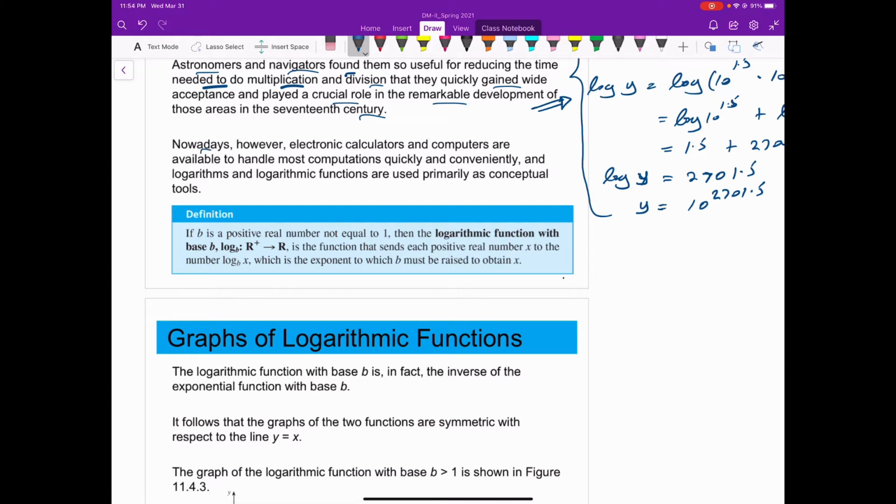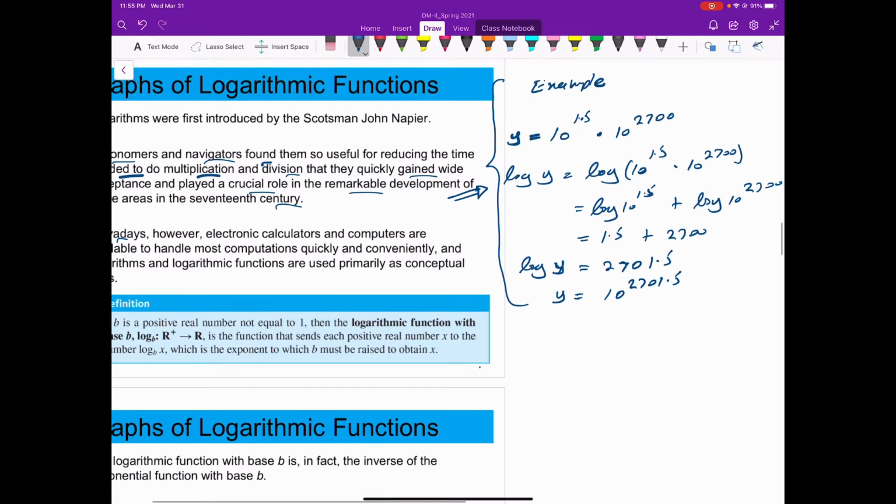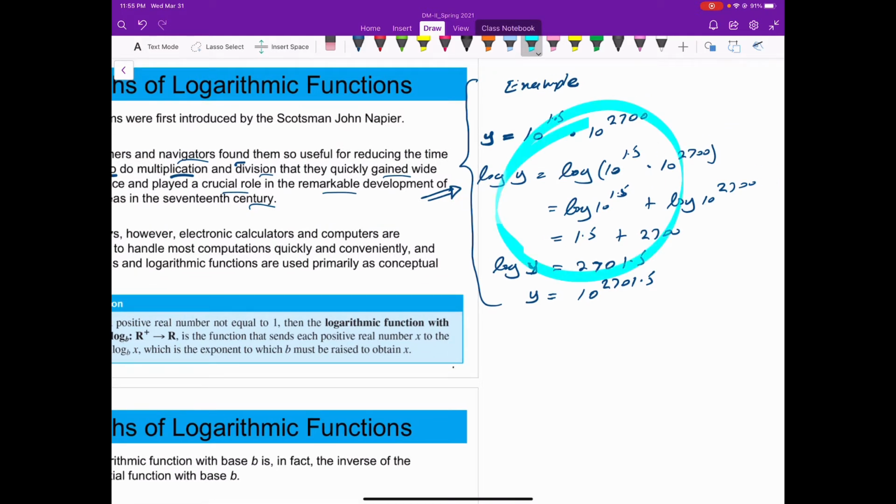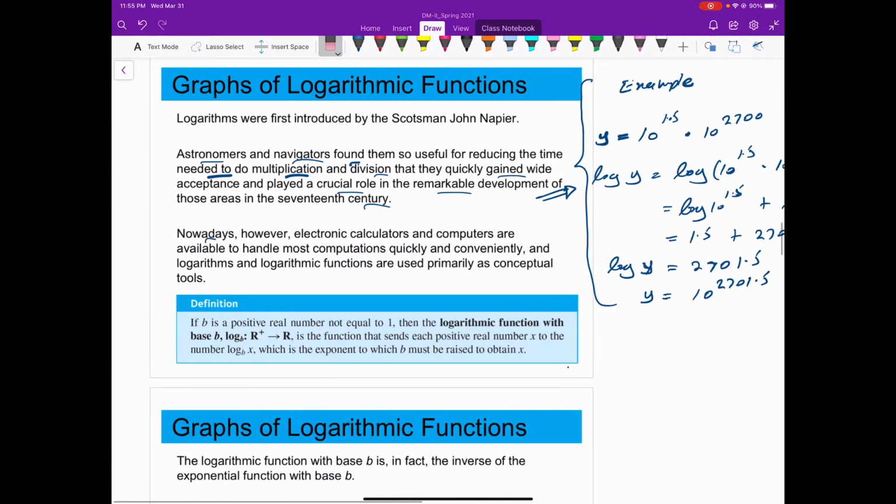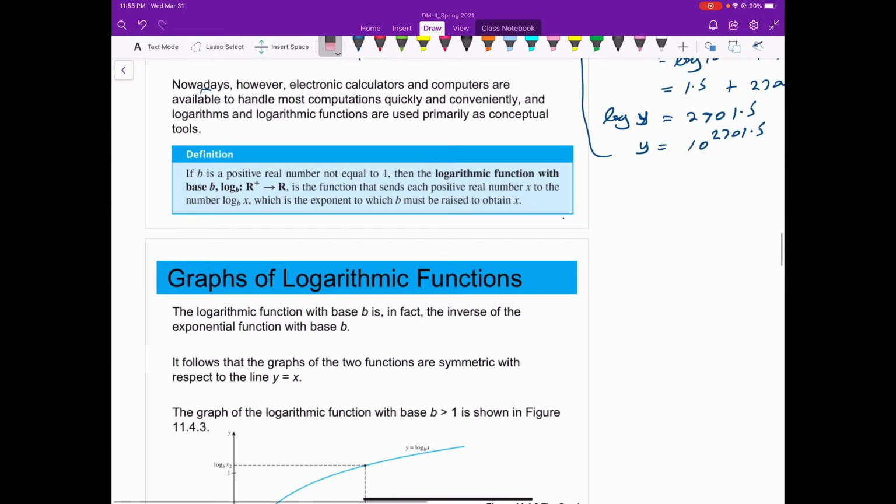Nowadays, however, electronic calculators and computers are available to handle most computations quickly and conveniently, and logarithms and logarithmic functions are used primarily as conceptual tools, right? So nowadays you have calculators to do these big computations, so you don't need logarithms. In olden days, when we didn't have computers or calculators, people just used logarithms to solve big values. All right, let's go to the definition.